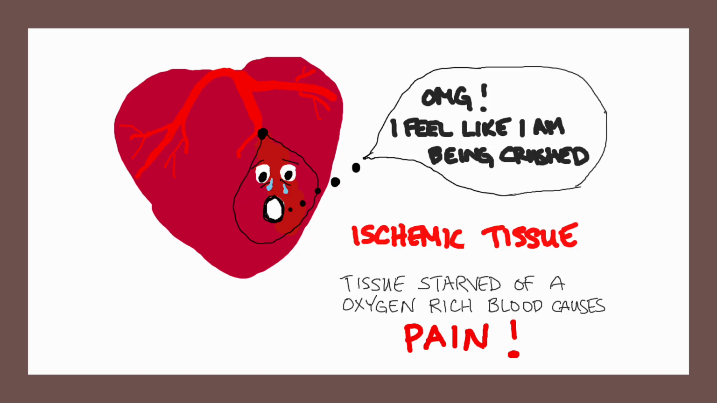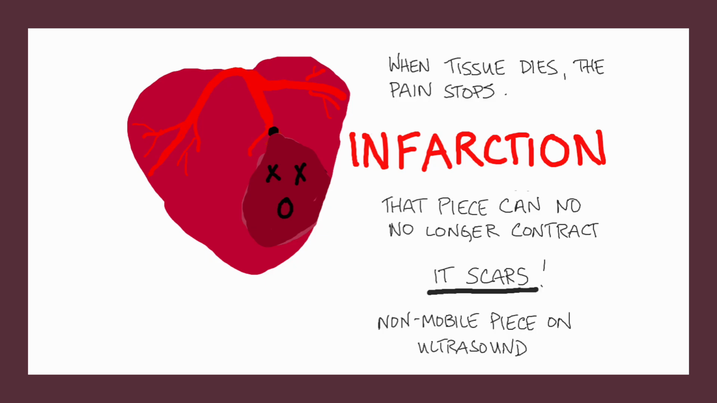Ischemic tissue is the tissue that is starved of oxygen-rich blood, and this causes pain. The myocardium feels like it's being crushed, maybe like an elephant is sitting on the chest. When the tissue dies, the pain stops. This is an infarction. That piece can no longer contract. In fact, it scars. And if you look at it with an ultrasound or an echocardiogram, you'll notice on the test that that piece is non-mobile, showing you that that is where the damage occurred.